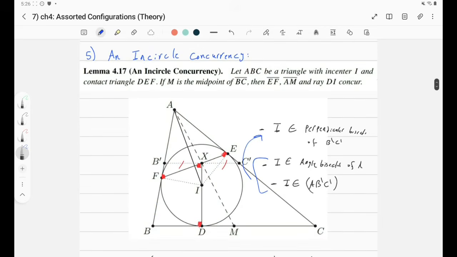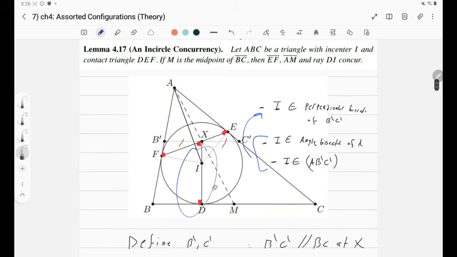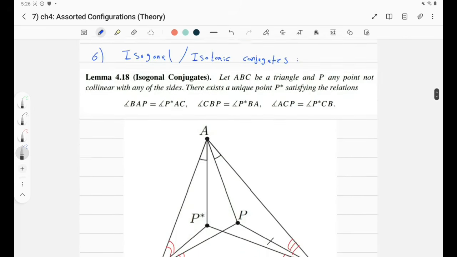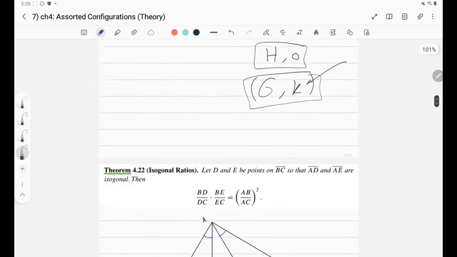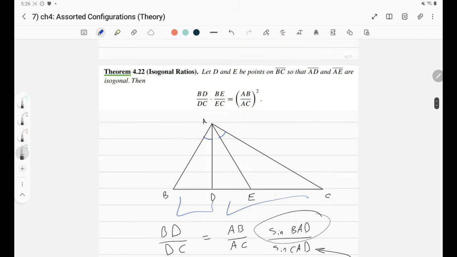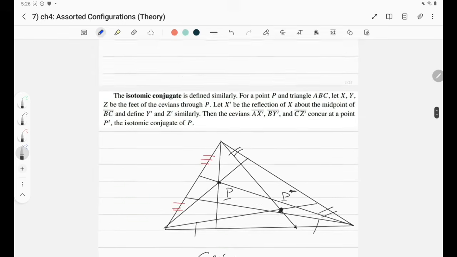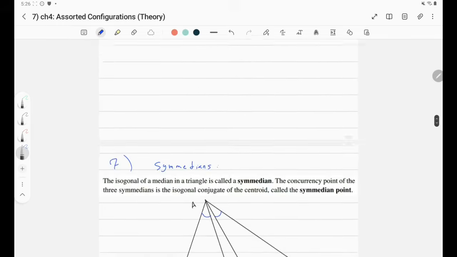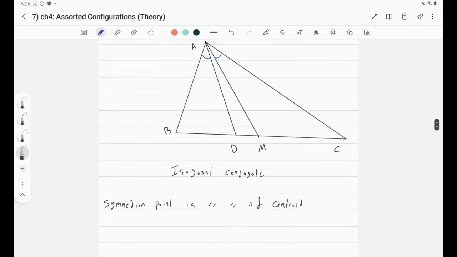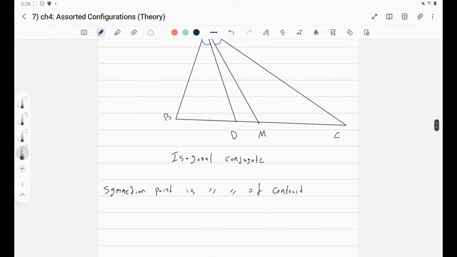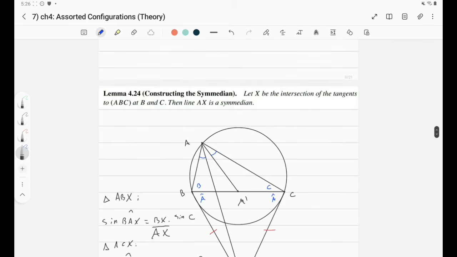We have this nice incircle concurrency, so the diameter of the incircle DI, and we have the chord EF, and the median, they all concur at one point. We have the isogonal and isotomic conjugates, so the isogonal conjugates, of course, exist, and we have this nice ratio. Isogonal ratios are very important, and the isotomic, of course, exists as well. We define the symmedian to be the isogonal line to the median, and we have the symmedian point, the concurrency of the 3 symmedians, and it is basically the isogonal conjugate of G, the centroid.